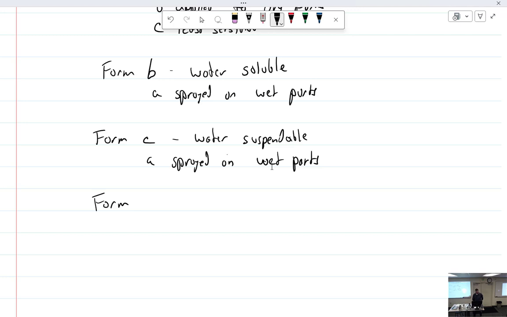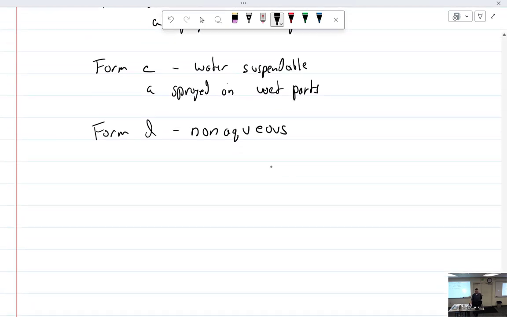Form D, non-aqueous, which means what? It doesn't get sprayed on water. That means it doesn't have water, non-aqueous. So that is a solvent-based.